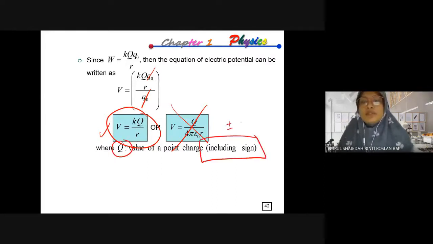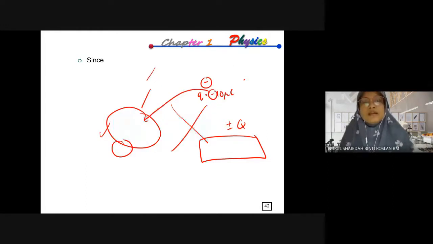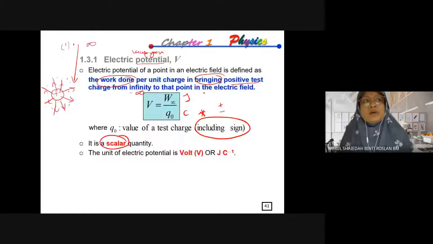Maksudnya katakanlah you punya test charge is negative, Q here is negative 10 microcoulomb. So you need to put the negative inside your calculation. Why do we need to put negative? Because V here adalah scalar. So what is meant by scalar? Scalar means it doesn't care about the direction. So the negative sign for your Q, if you get negative 10 microcoulomb, dia tak kisah direction. So that's why you kena masukkan ke dalam dia.